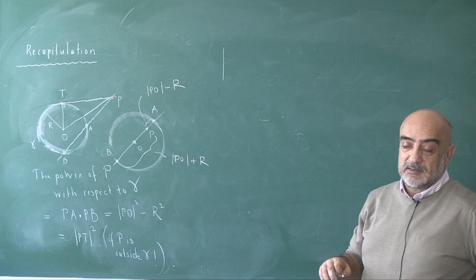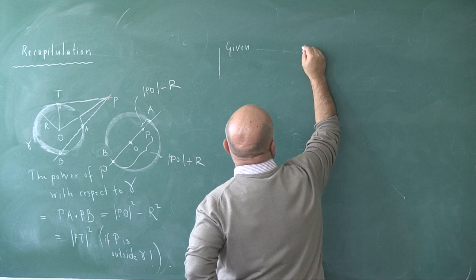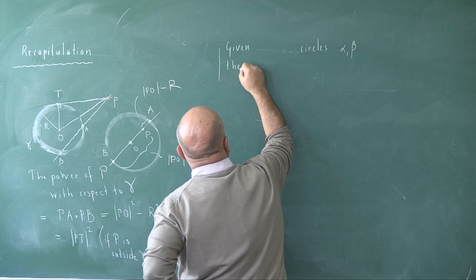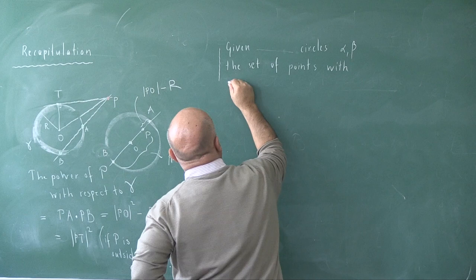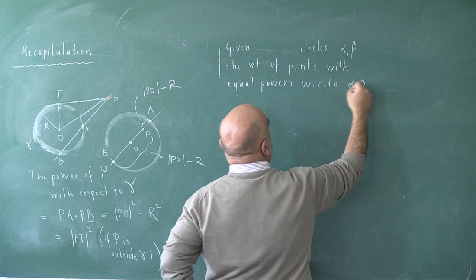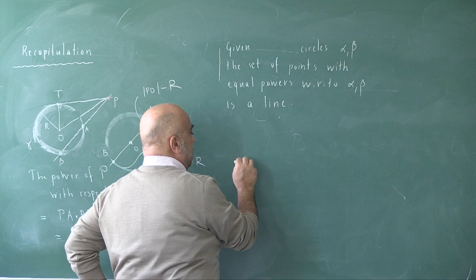Okay, so given circles, let's say alpha and beta, the set of points with equal powers with respect to alpha and beta is a straight line. I shall qualify this line a little bit further down. And why is that? Well, the answer is quite simple. Observe the blank; I'm making a simple, slight yet deliberate mistake.